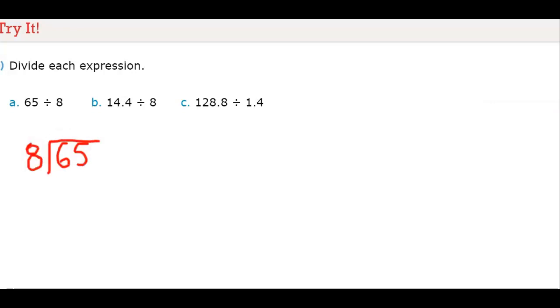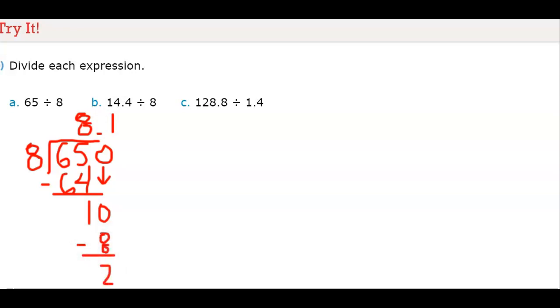And then 8 goes into 65. How many times? 8 times what equals something close to 60 would be 8. 8 times 8 is 64. And then 65 minus 64 is 1. Then we're going to add a decimal here and a 0. We're going to drop that 0. 8 goes into 10 once. That equals 8. 10 minus 8 is 2.